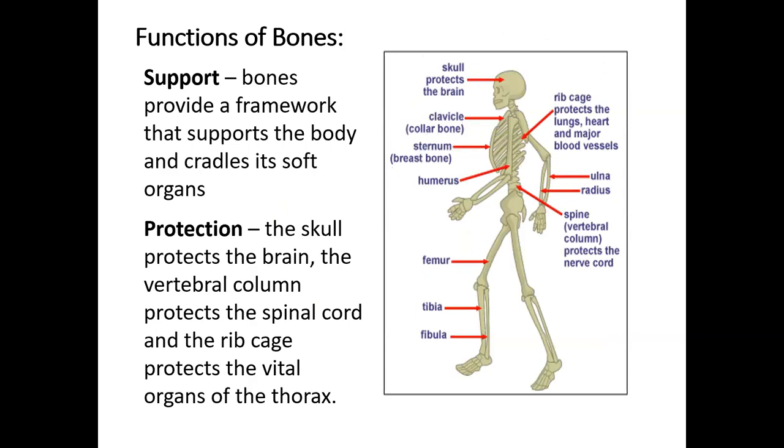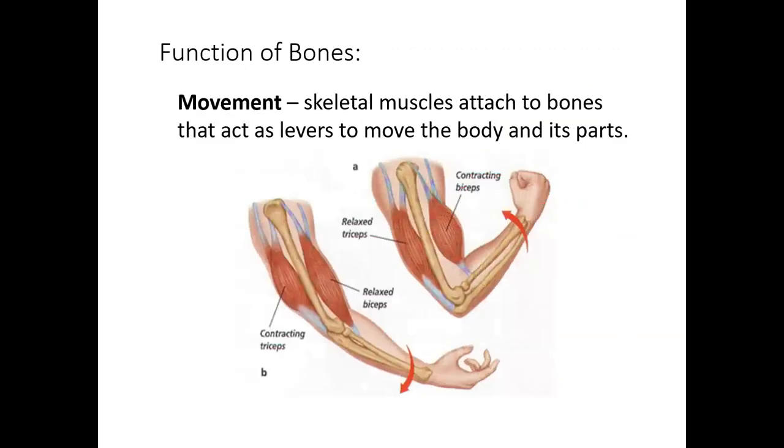All right, list functions of bones. I have provided you with spacing, and I already provided the description of each to save time. So I'm just going to go A through G to make sure that you have them filled in correctly. A is support. Bones provide a framework that supports the body and cradles the soft organs. B is protection. The skull protects the brain, the vertebral column protects the spinal cord, and the rib cage protects the vital organs in the thorax. C is movement. Skeletal muscles attach to bones that act as levers to move the body and its parts.